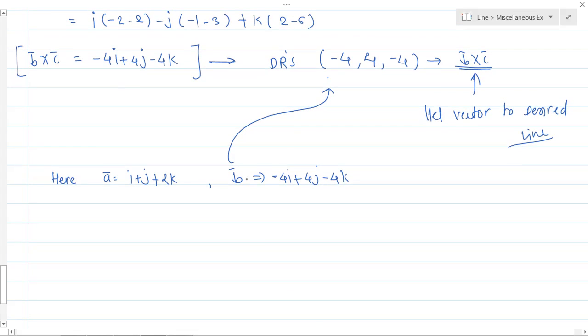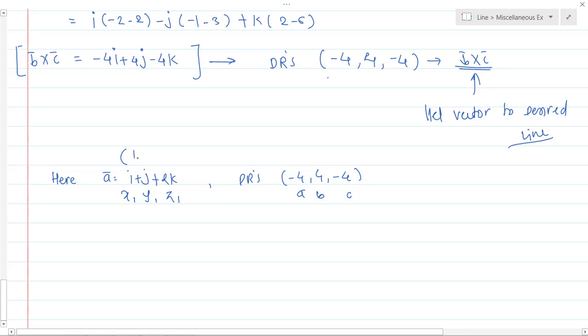Okay, so let me erase this. I require only the direction ratio. So the direction ratio is nothing but minus 4 comma 4 comma minus 4. So this is nothing but a b c. This is nothing but x1 y1 z1, which is nothing but 1 comma 1 comma 2. Okay, so let me write it directly.